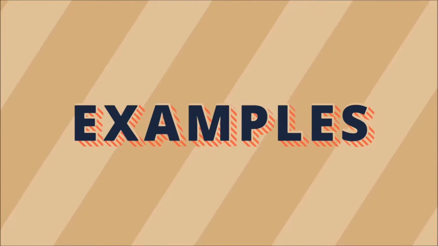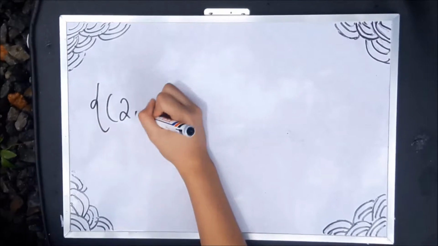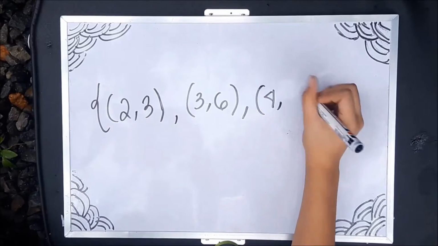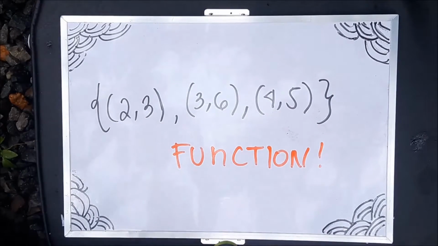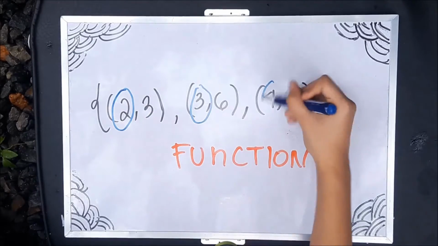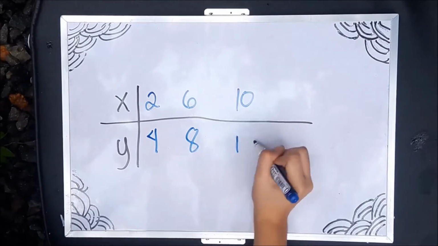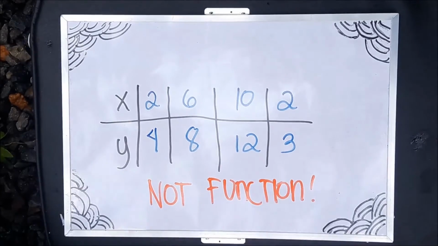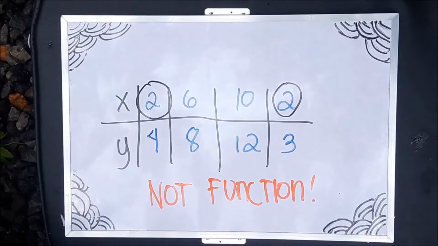And here are some other examples. The first example is a set of three ordered pairs: (2, 3), (3, 6), and (4, 5). Is it a function or not? It is a function because the first set has no repeated element. In the second example, x has 2, 6, 10, and 2, and y has 4, 8, 12, and 3. Is it a function or not? It is not a function because in the set x, 2 is repeated twice.